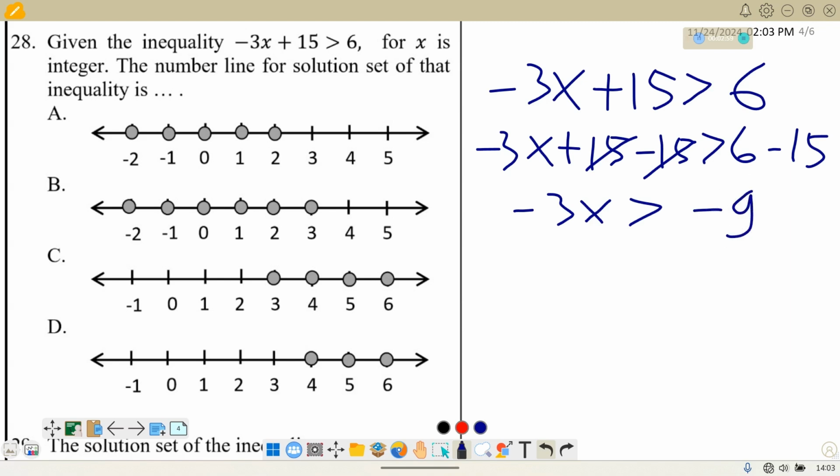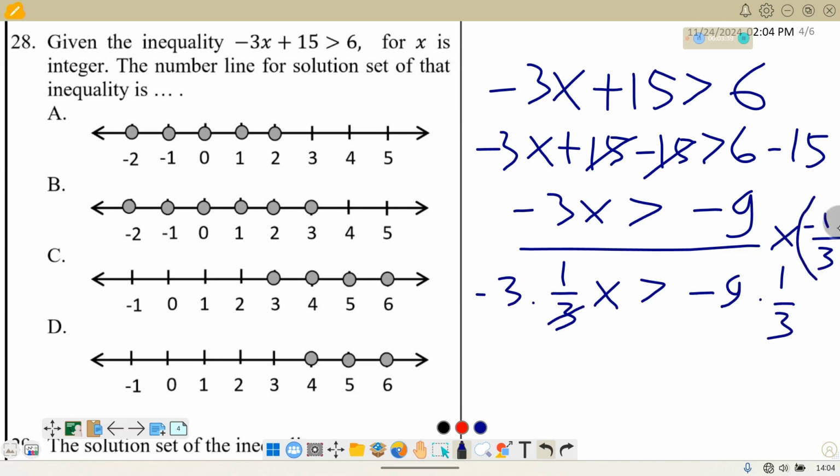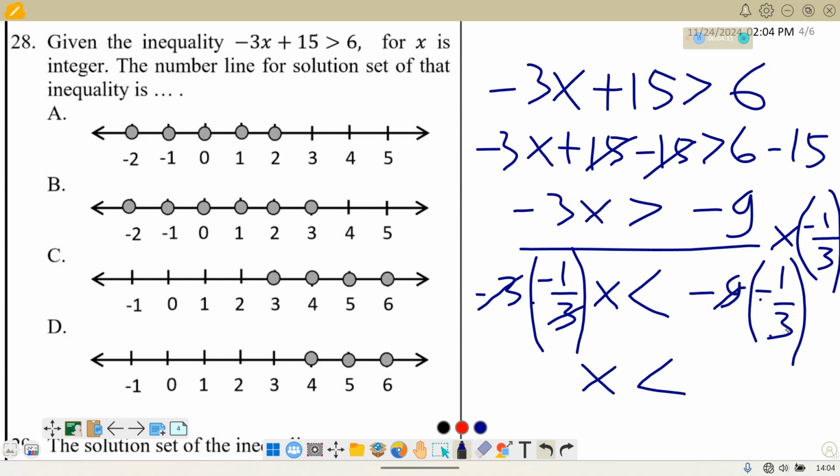Now we're going to cancel the -3. So we're going to multiply both sides by -1/3. Remember, if it's negative, the sign is supposed to be changed into less than. Then we can cancel 3 and 3, and minus times minus becomes positive. So the remaining is x less than 3, because minus times minus becomes plus. So the answer is x less than 3.